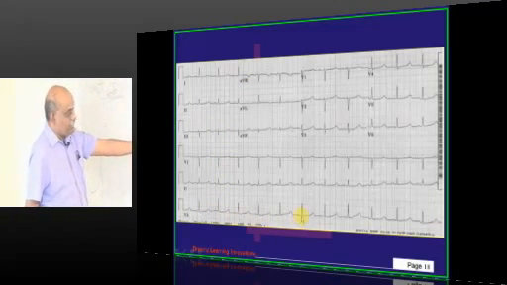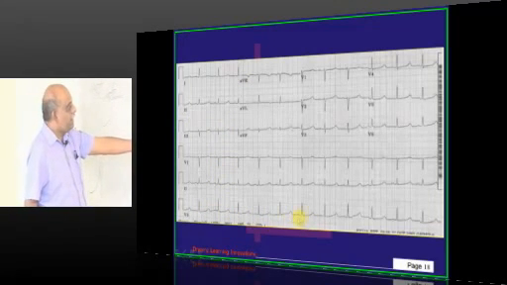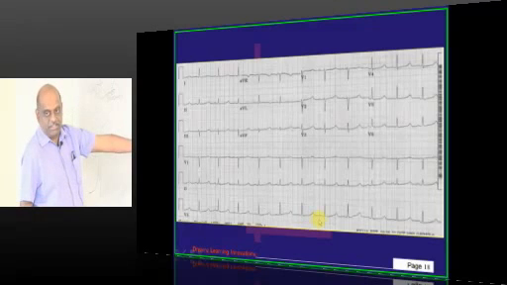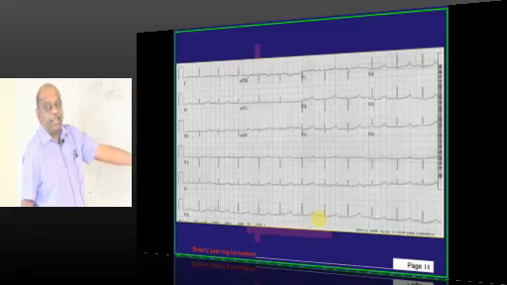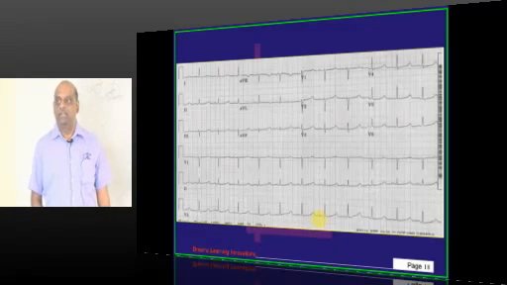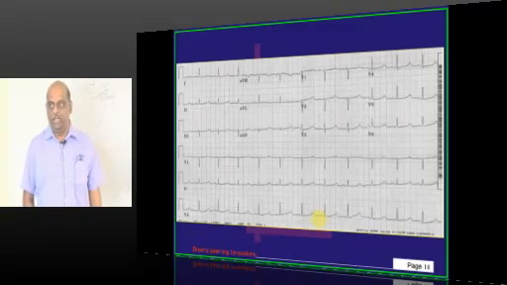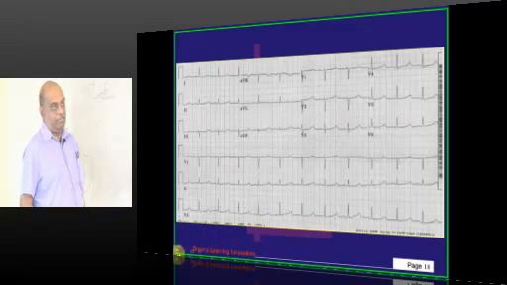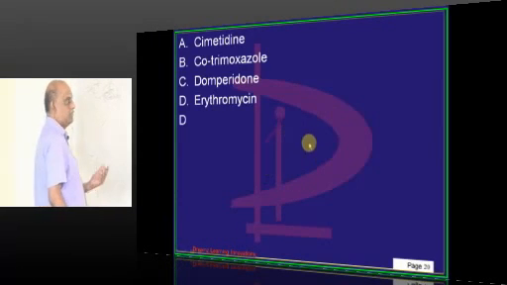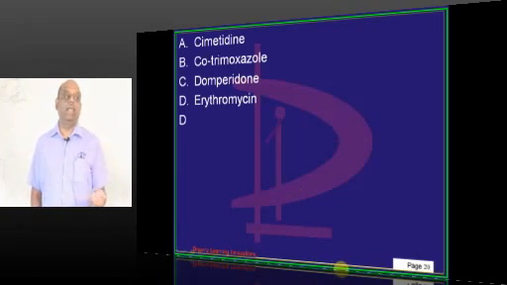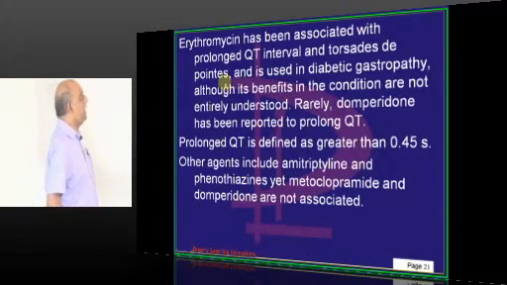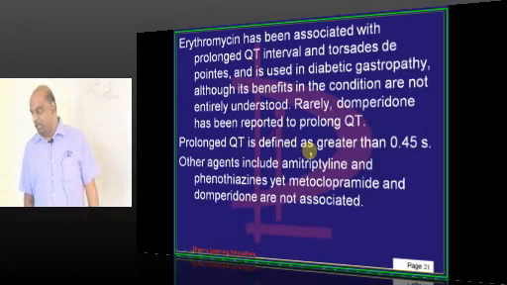Look at the QT interval. Typically the QT interval, from the beginning of the Q to the end of the T, if it is more than 400 milliseconds, then you call it a prolonged QT. So this is a case of long QT syndrome, and long QT syndrome is caused by drugs like erythromycin. There is a list of drugs which lead to the development of long QT syndrome that you have to basically remember.